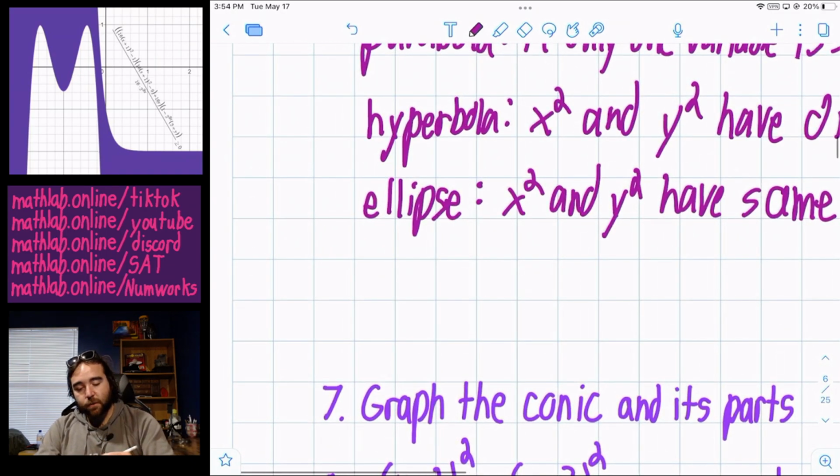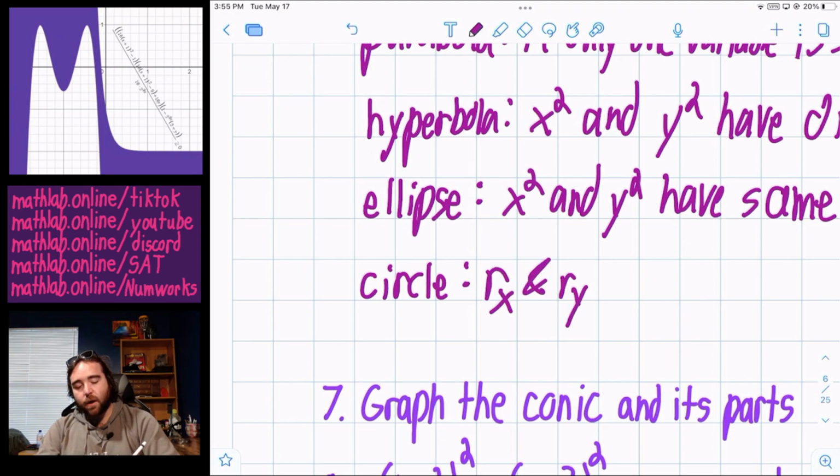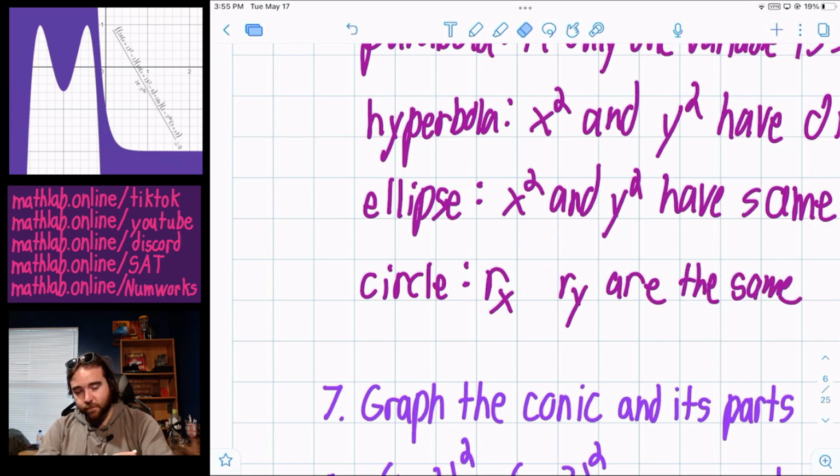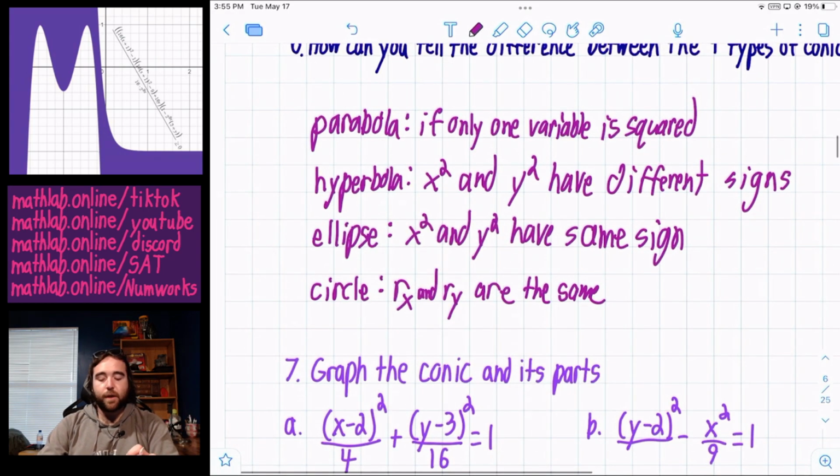And then the little bonus one is just the circle. So it's a circle if the Rx and the Ry are the same. I don't want to confuse people with that. Let's say and. Rx and Ry are the same. Then it's a circle.